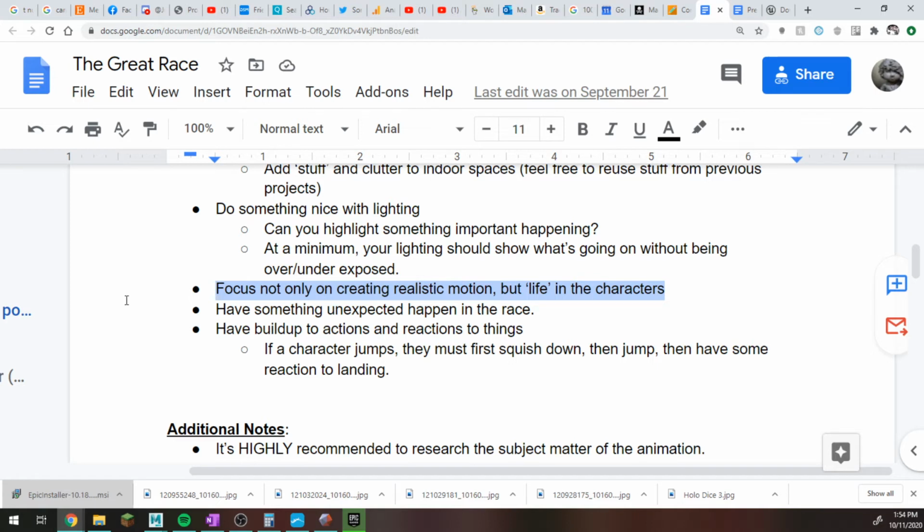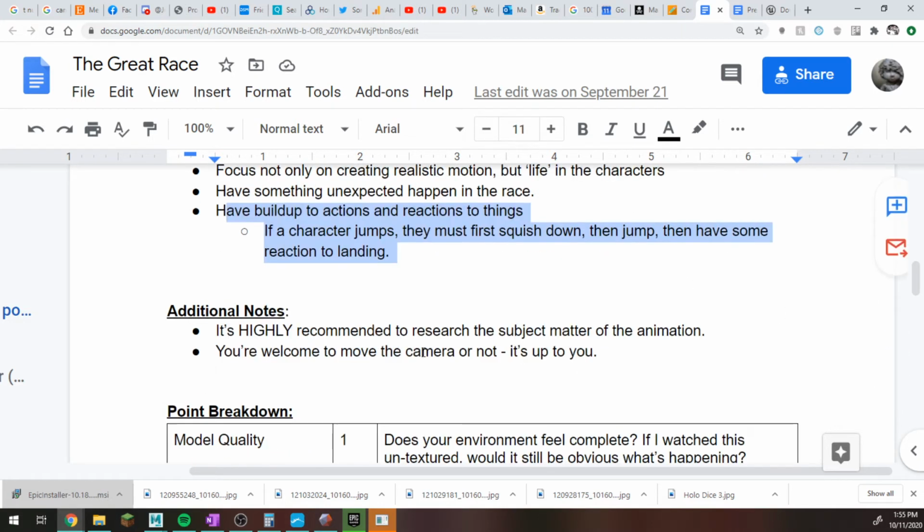And again, focus on not only creating realistic motion, so something physically plausible. Try to avoid crazy stuff like sliding all over the place. Like if you had a car, it wouldn't be going straight and then just start drifting randomly. But also do try to make the characters have a little bit of life if you can. That's sort of a build-up to not only your final, but next week's assignment as well. Something unexpected, cool build-ups, and then the 12 principle stuff that I mentioned.